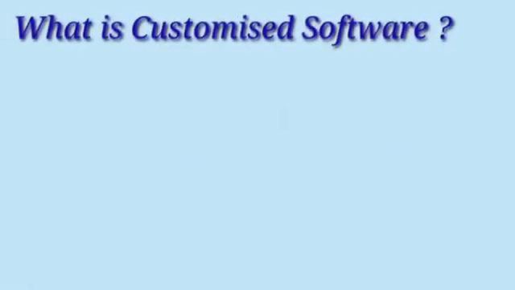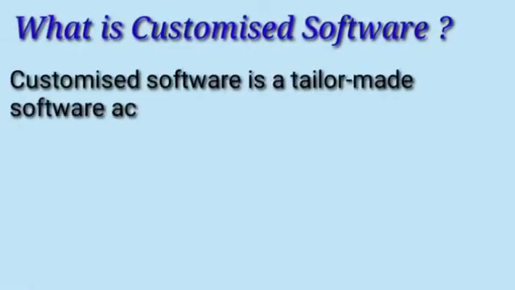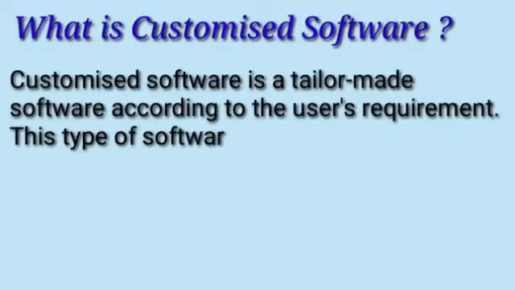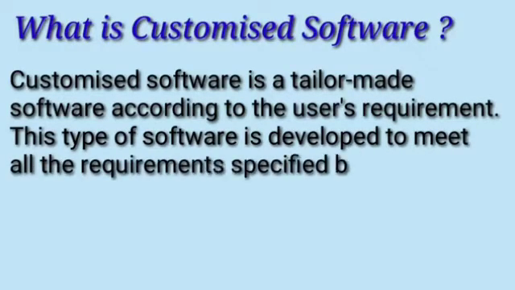What is customized software? Customized software is also known as tailor-made software. You can understand it like this: a tailor stitches your clothes according to your measurement. So tailor-made software is also made according to the user's requirements. These kinds of software are developed to meet all the requirements specified by the user.